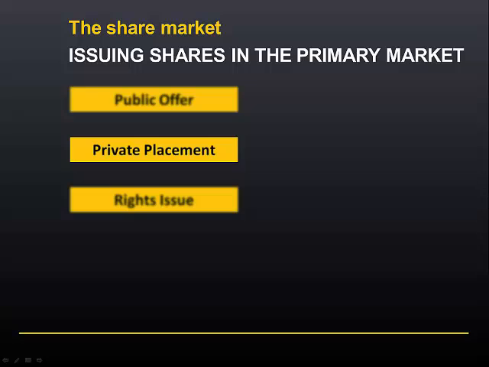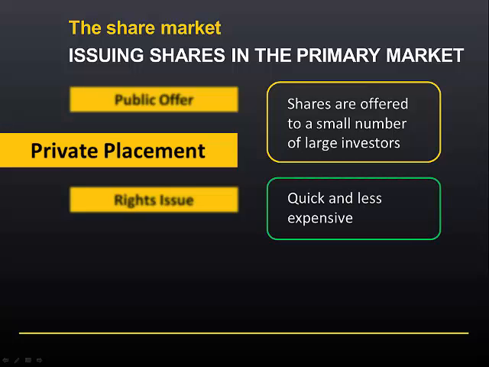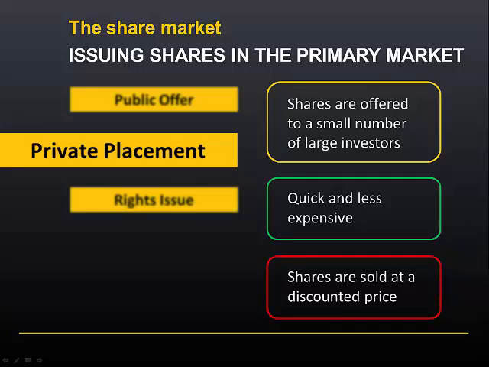An alternative is a private placement. Under a private placement, shares are offered to one or a small number of large investors, for example, superannuation funds. The advantage of a private placement is that it is much quicker than a public offer and much less expensive. One of the disadvantages is that shares need to be sold at a discounted price. The potential investor won't pay the current market price because they could just as easily buy shares at that price on the stock exchange. So shares need to be sold at a discount in order to attract the investor.